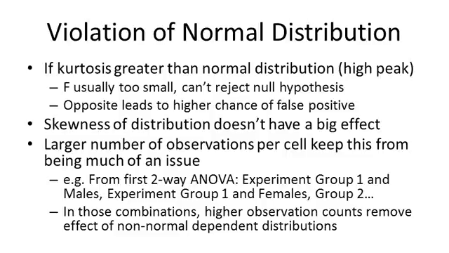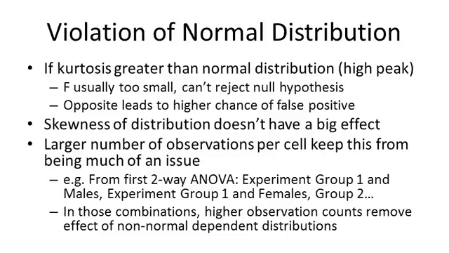If you violate that, if you have data collected that is not normally distributed, if the kurtosis is greater than the normal distribution, so it's very peaky, then the F is usually going to be too small and you can't reject a null hypothesis. If the kurtosis is too flat, then the opposite happens and you have a higher chance of an actual false positive. The skewness of the distribution doesn't really have a big effect on this. The F-test is robust enough that it doesn't care. And in order to get over these hurdles, it's typically better to have a larger number of observations for any one cell of interaction to keep this from being an issue.